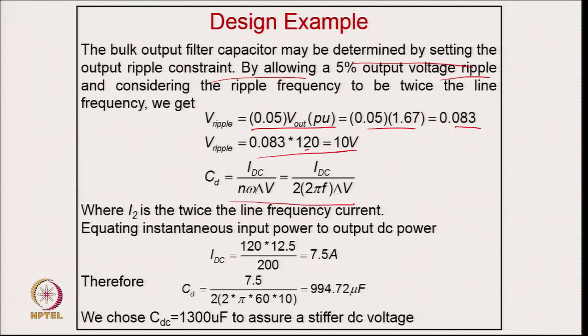From this we can now find the value of the capacitor from this relation. The ID we can find out from the load current for the given power; this is the load current. So we can find out the capacitor value that is required. This is the typical value, and we select a little higher value as a standard value of 1300 microfarad.